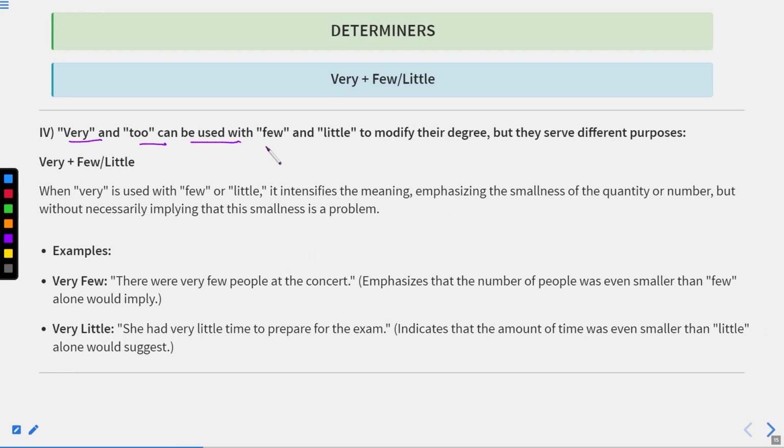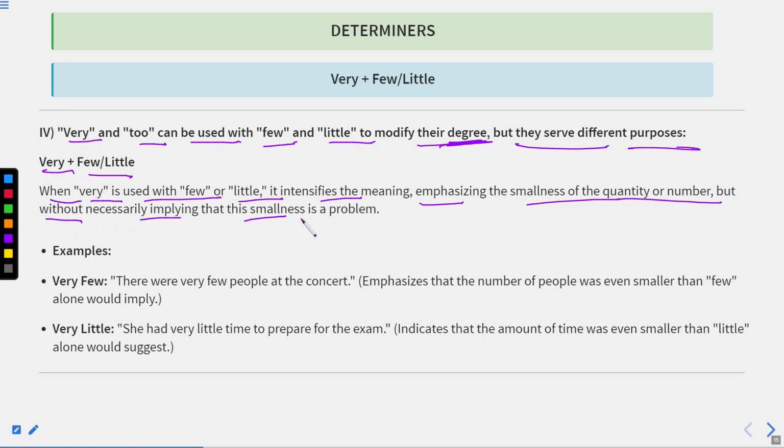Okay, now the word very can be used with few and little to modify the degree, but they serve different purposes. For example, very few and very little. When very is used with few or little, it intensifies the meaning, emphasizing the smallness of quantity or number, but without necessarily implying that this smallness is a problem. Examples: there were very few people at the concert, emphasizes that the number of people was even smaller than few alone would imply. Very little: she had very little time to prepare for the exam, indicates that the amount of time was even smaller than little alone would suggest.